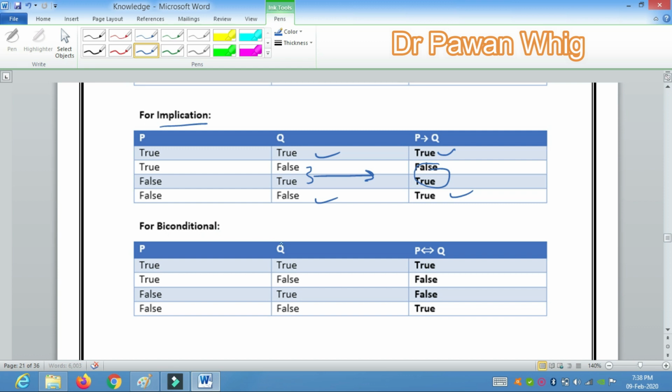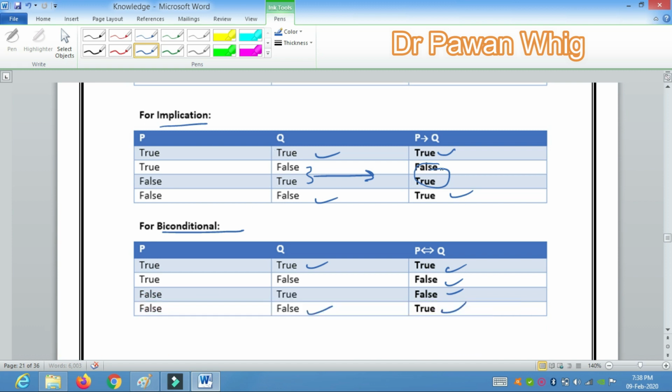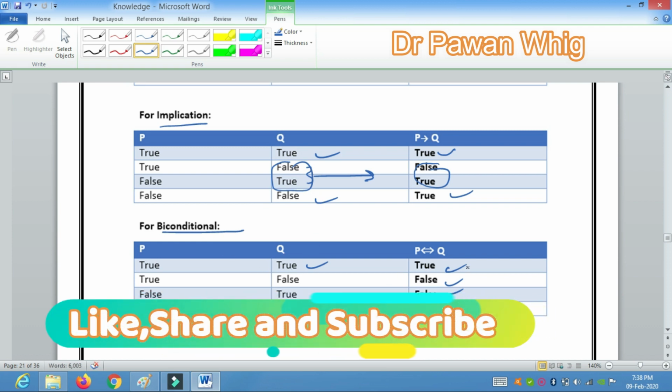In bidirectional, when both are true or both are false, these are true, otherwise false. You need not follow anything here. This is very important, and this is the difference between biconditional and implication. I am again repeating: in implication, when both are true or both are false, then it is true, otherwise you have to follow Q. And in bidirectional, you need not follow anything. When both are true or both are false, then true, otherwise it is false.